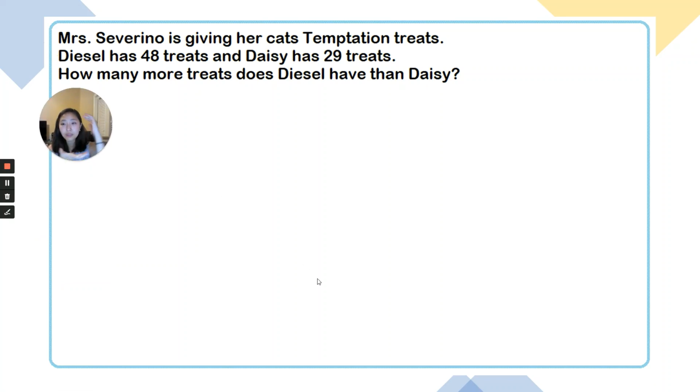I don't know if you know them. They come in this little box. They're little squares. They're awesome. Cats usually love them. My cat does not.